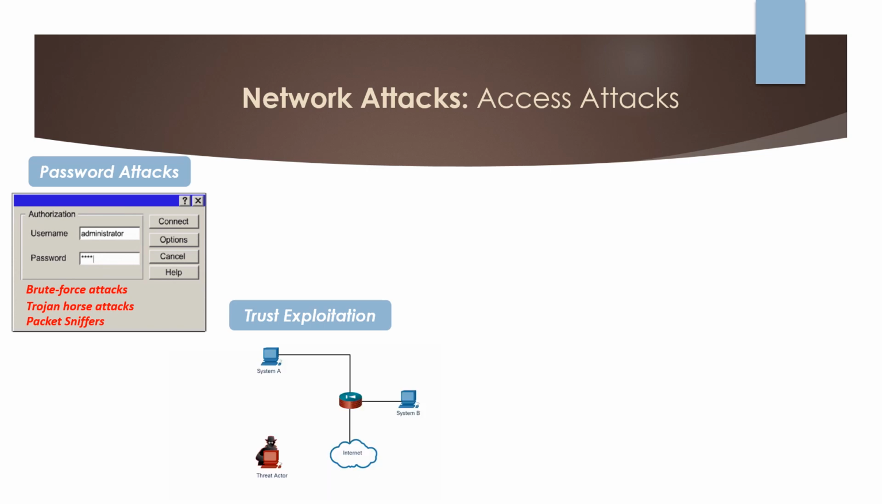Here is an animation about trust exploitation, and if you play this animation, you will see that system A trusts system B, but system B trusts everyone. The threat actor wants to gain access to system A, so the threat actor compromises system B first and then can use system B to attack system A.